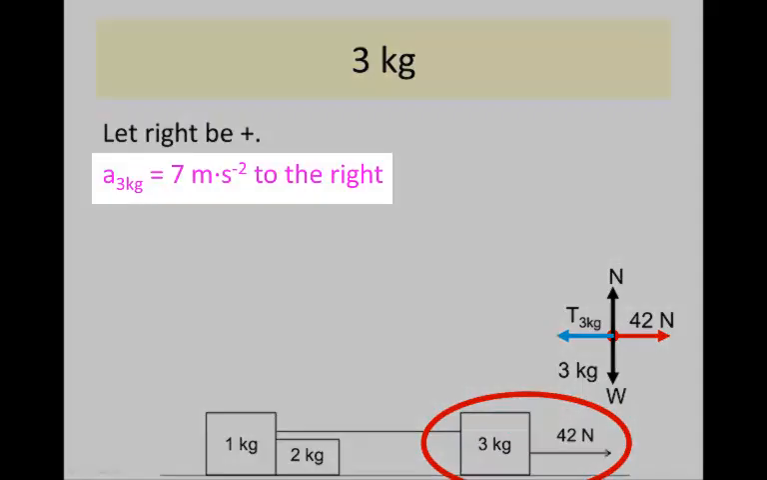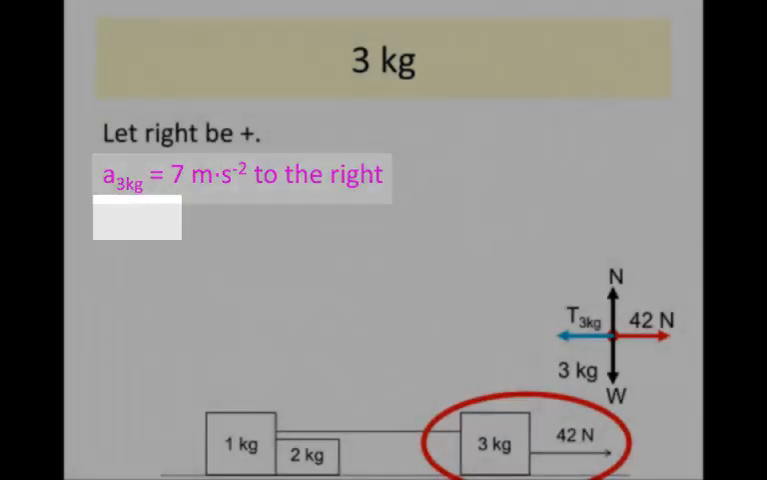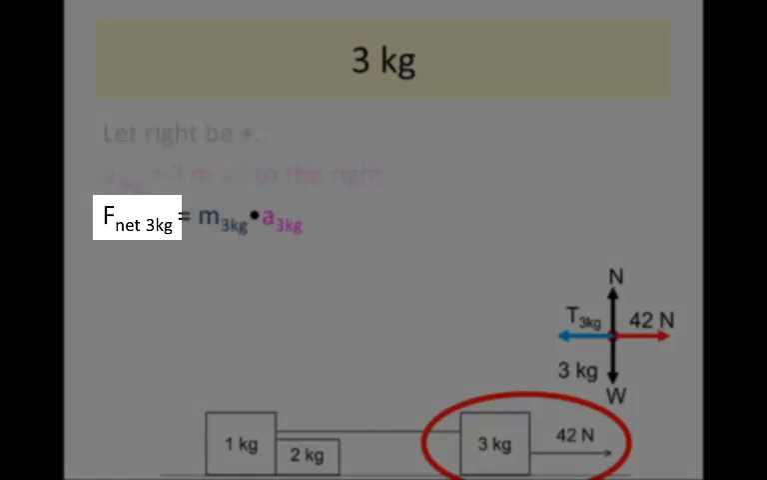Now we know that this body is accelerating to the right at 7 meters per second squared. And whenever a body accelerates, we know that there's a net force acting on it, which is causing that acceleration. The magnitude of that net force is equal to the mass of that body multiplied by its acceleration. We know the mass of the body, it's 3 kilograms. We've just calculated the acceleration of the body, it's 7 meters per second squared. So we can calculate what the net force is on this body by simply multiplying those two together.